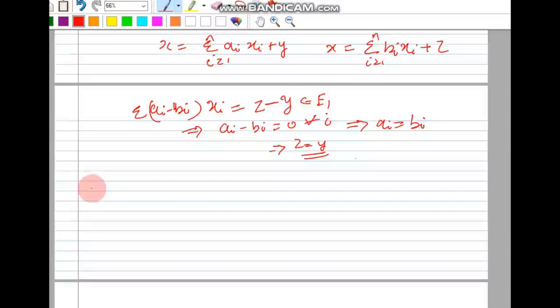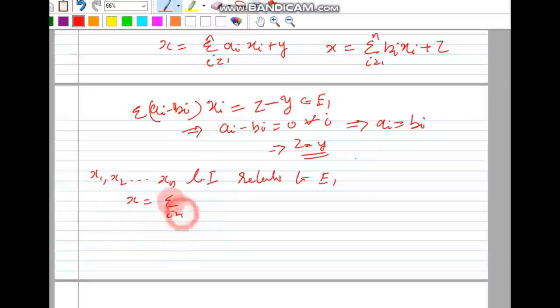Conversely, assume that x1, x2, etc., xn are linearly independent relative to E1, and every x in E can be written as the sum from i equal to 1 to n of ai xi plus y, where y belongs to E1. These are all we have to assume. What we have to prove is that the cosets x1, x2, xn are a basis for the quotient space, which implies that the dimension of E over E1 is equal to n.